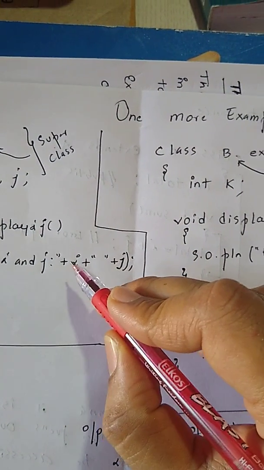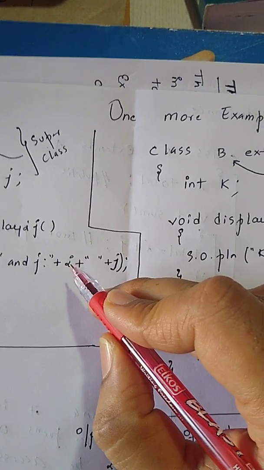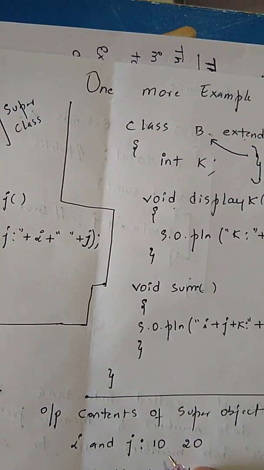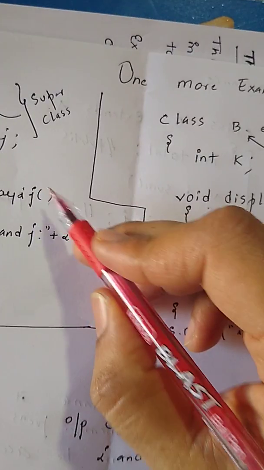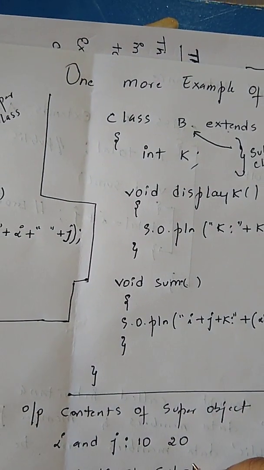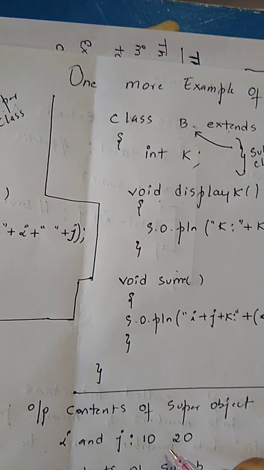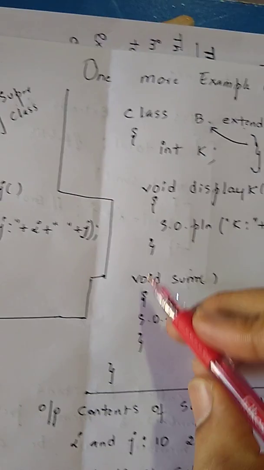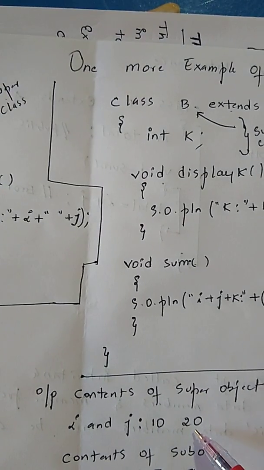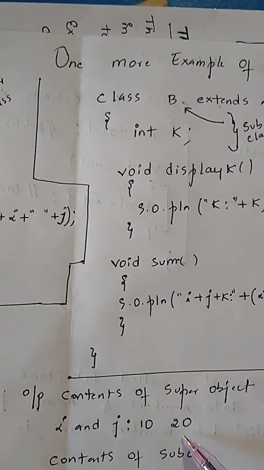Next I'm concatenating the value of i. What's the value of i? It is 10, and j is 20. So we'll get the output 10. Next observe here, there is a space, that will be printed. The space got printed. Next I'm concatenating the value of j. What's the value of j? j is 20, that got displayed.